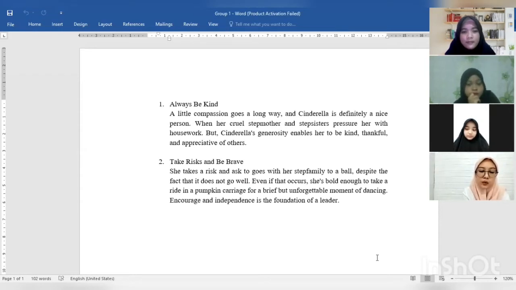And then the second one is take risks and be brave. She takes a risk and asks to go with her step family to a ball, despite the fact that it doesn't go well, even if that occurs. She's bold enough to take a ride in a pumpkin carriage for a brief but unforgettable moment of dancing. And courage and independence is the foundation of a leader.